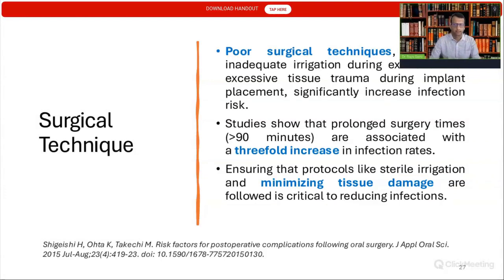Surgical technique is another important factor that plays a role in causing post-operative infection. Poor surgical techniques, such as inadequate irrigation and not doing pre- and post-procedural rinses before the surgery, contribute. And if the surgical time exceeds 90 minutes, then there is a threefold chance of infection. So it is very important for us as dental professionals to manage the surgical site concisely and proficiently, as early as possible, to minimize the risk of post-op infections.